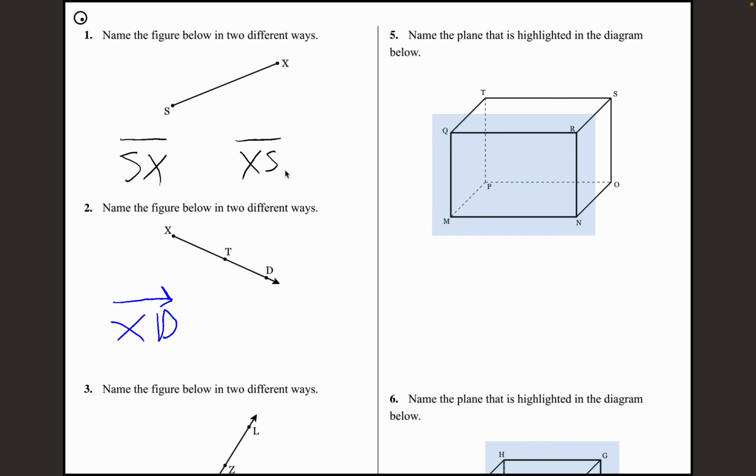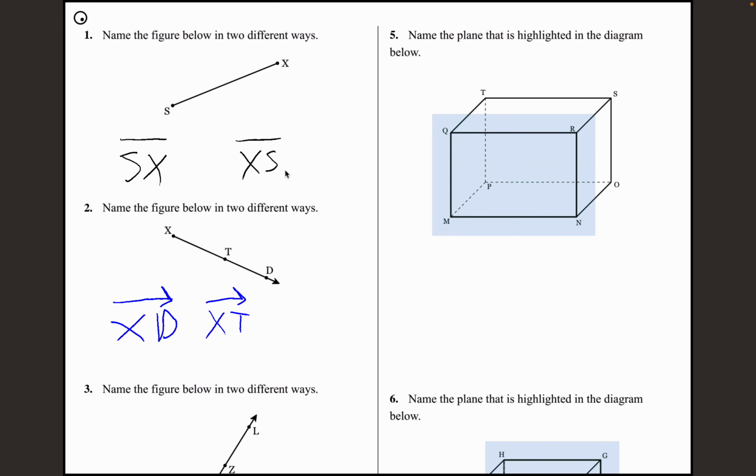Okay, perfect. All right. Then you can do XT. I think Delta Math, these are the two ways it wants you to put it in. Because the arrow is continuing off from that T. So XT can be another way.